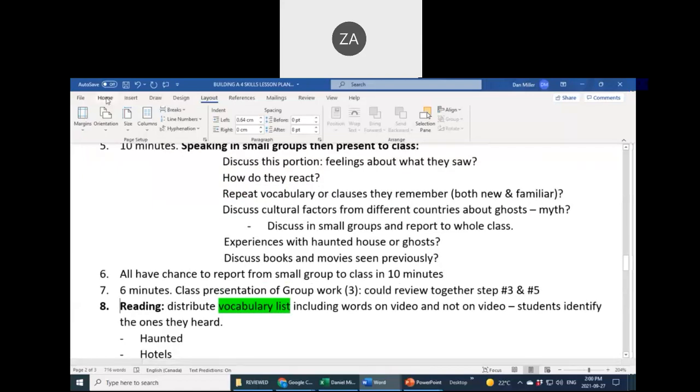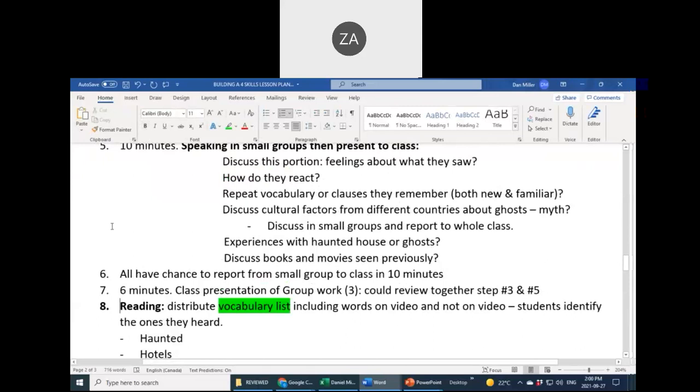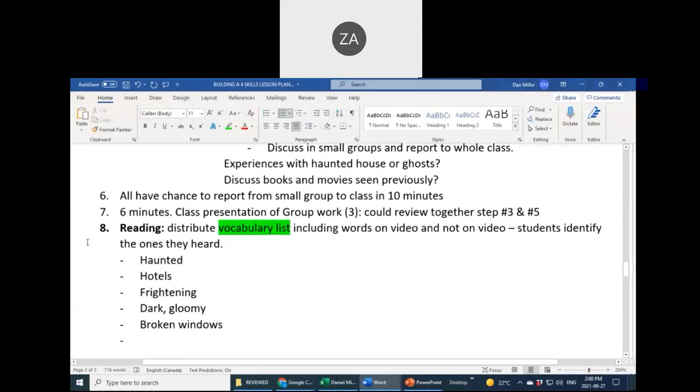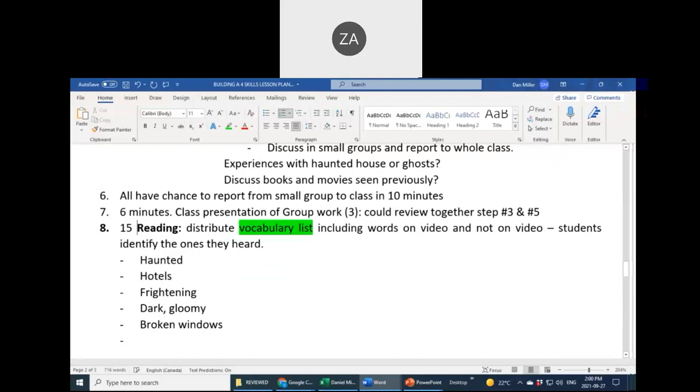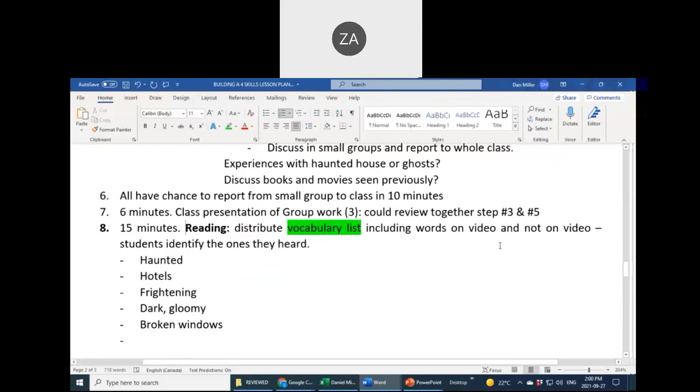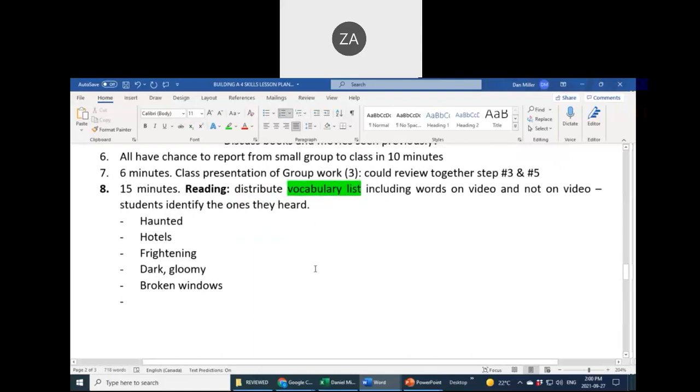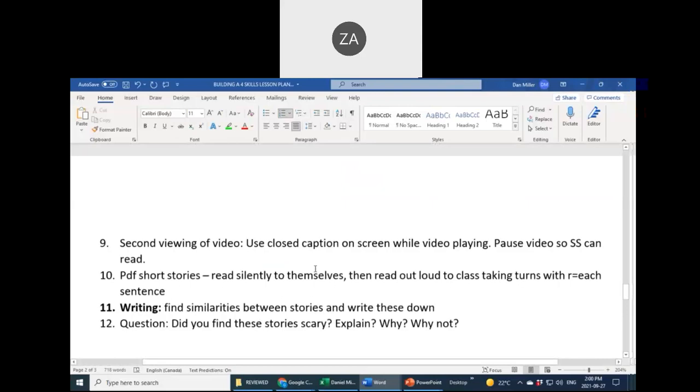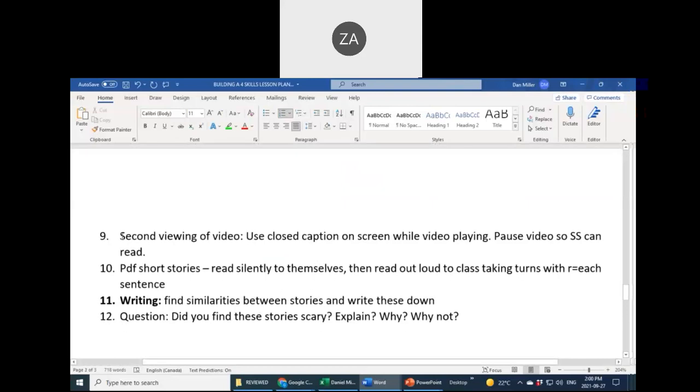So the reading with the vocabulary list might be 15 minutes in length, and working on what they heard in the video, the words that were in the video, not in the video, students identifying the ones they heard. So you might have 15 minutes on that. And then this could be second viewing of the video, another 10 minutes.